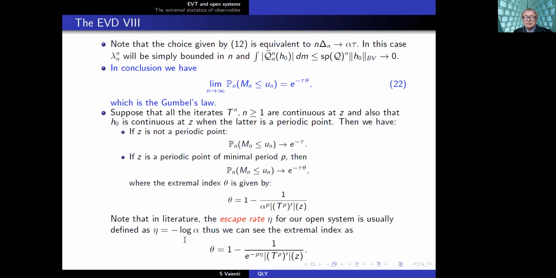The escape rate actually is not alpha, it is minus log alpha. The escape rate is eta, but still, what we have is the external index is related to the escape rate. So it's interesting, this connection between the escape rate, which in some sense takes into account the presence of the hole, with theta, which instead takes into account the presence of the target set. This is the connection which we establish between the target and the hole.